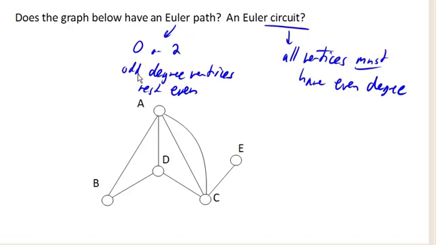So here, notice that this vertex has degree 2, this vertex has degree 3, this one has degree 1, 2, 3, 4, this one has degree 1, and this one has degree 4. And so we have one pair of vertices, 2 vertices with odd degree, and that'll be okay. What it means is that our Euler path is going to have to start and end at those vertices. So let's see if we can come up with an Euler path here.